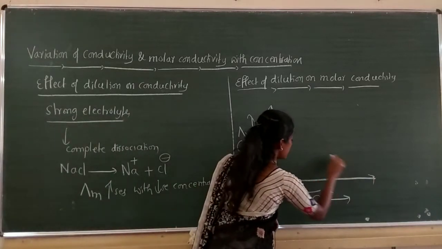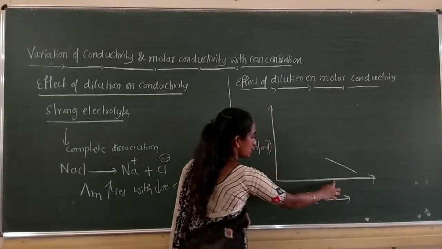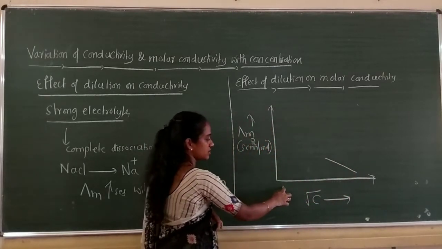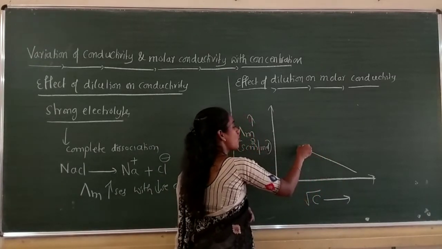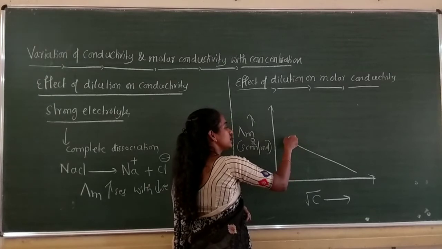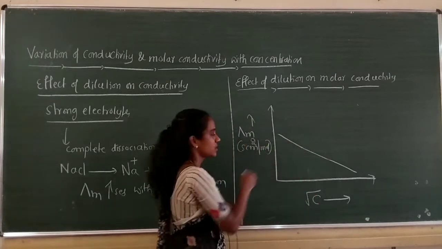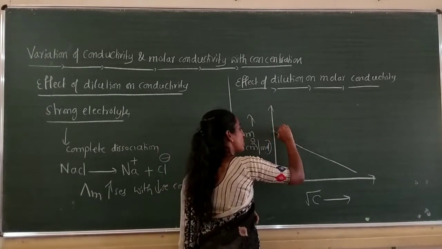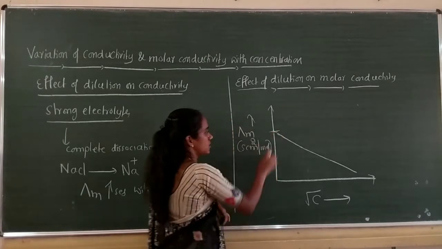So as we see in the graph, as we decrease the concentration, as the solution gets more and more diluted, what happens? The molar conductivity increases. Like this we get a straight line. If we extrapolate this graph or this curve, then we'll get an intercept here.